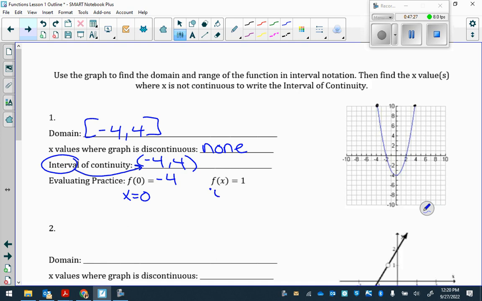F of x means the same as y. So y equals 1. Therefore, what is x? So when y equals 1, it's here and here in your graph. There's 2. Okay? You guys could make it clearer on your paper. Here's when y equals 1. You want to know where x is.